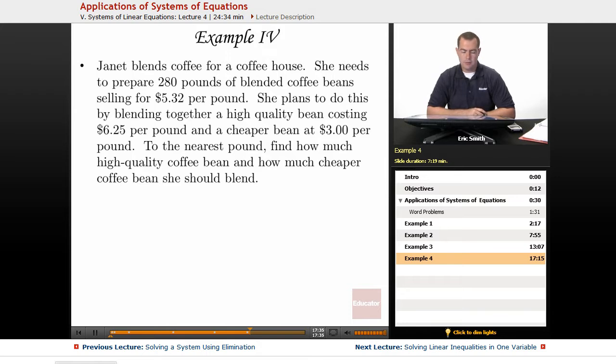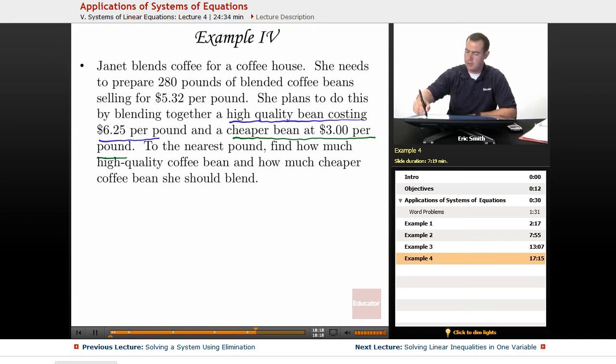So in this problem, I have Janet that blends coffee for a coffee house. And what she wants to do is prepare 280 pounds of blended coffee beans and sell it for $5.32 per pound. The way she plans on making this mixture is to blend together two different types of coffees: a high quality coffee that costs $6.25 per pound, and a cheaper coffee that only costs $3 per pound. So the question is, to the nearest pound, how much high quality coffee bean and how much cheaper quality coffee bean should she mix in order to get this blend?